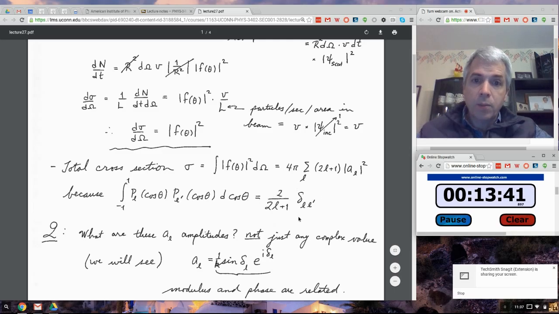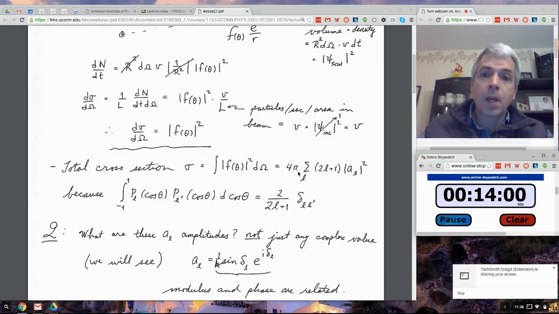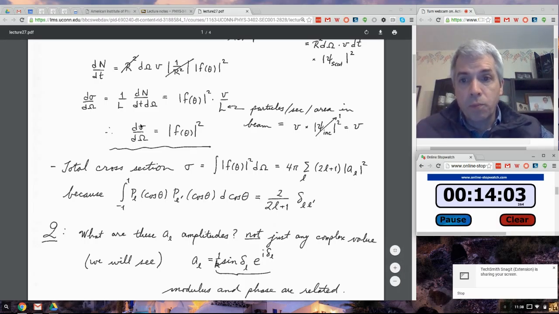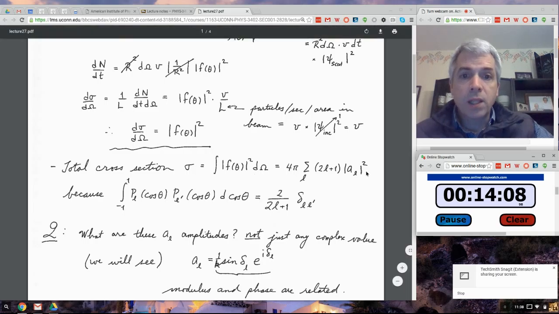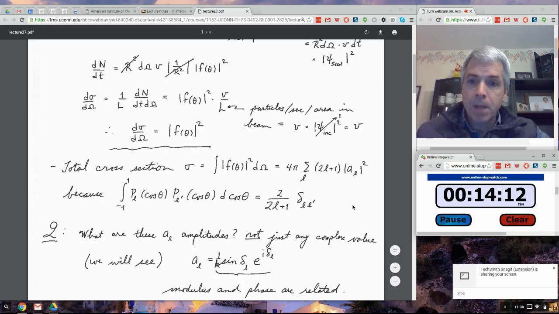Here's the exact expression. When I substitute that in, the 2 sums over L collapse down to 1 sum over L, and I obtain something that looks like a sum over the squares of the A's times a wave factor times 4 pi. So whether we're interested in this differential cross-section or the total cross-section, everything resides in these partial wave amplitudes, the A sub L's. What are these? We're going to go more in depth.